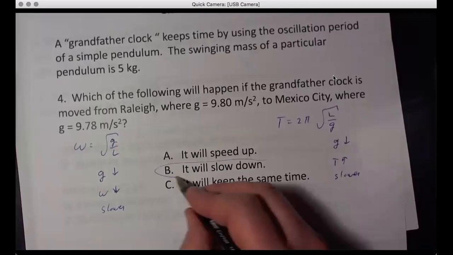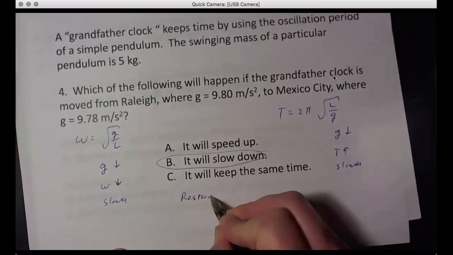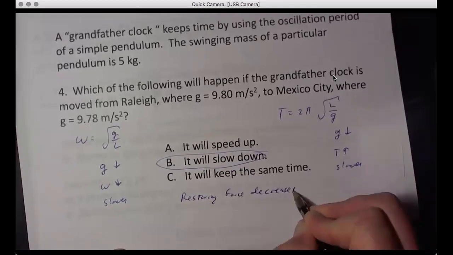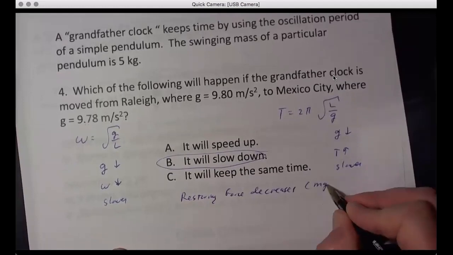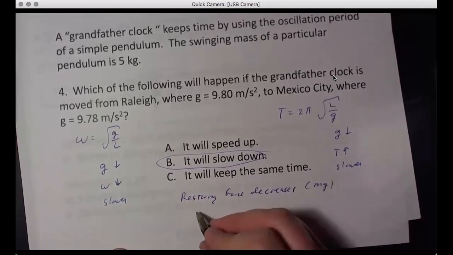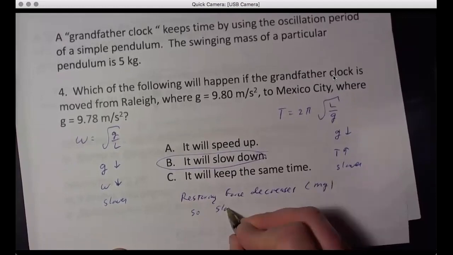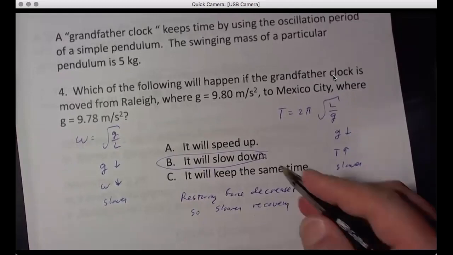There's even a third way you can do this. You say the restoring force decreases, since that's mg. And so that means it's slower. So slower recovery, slower everything.